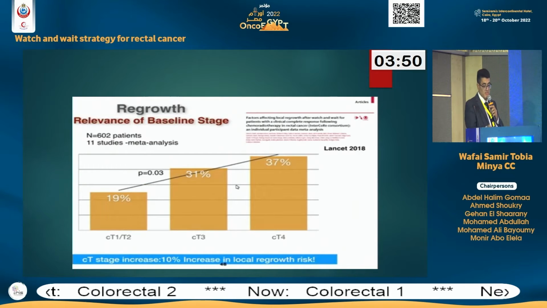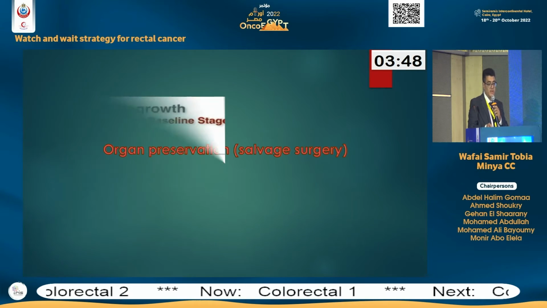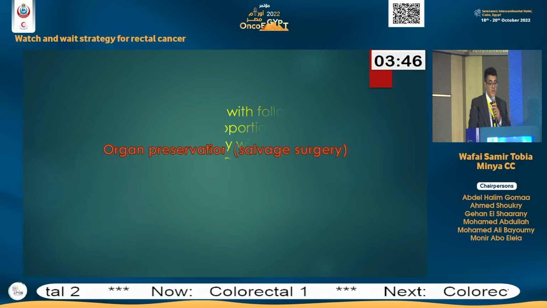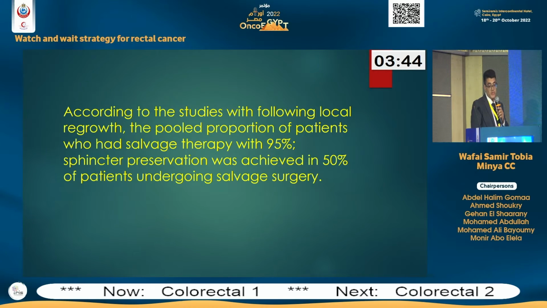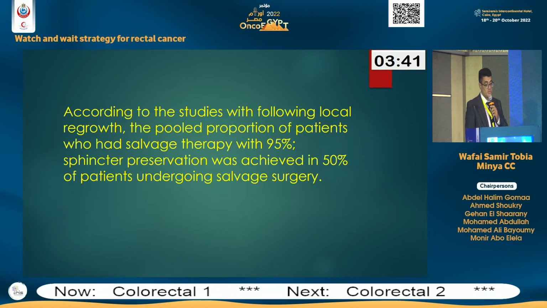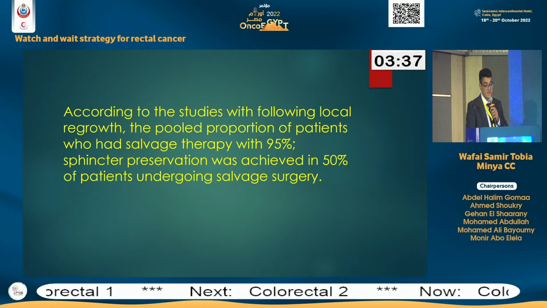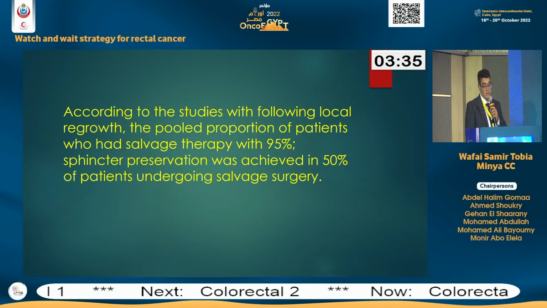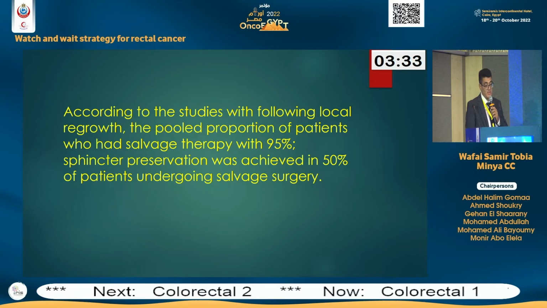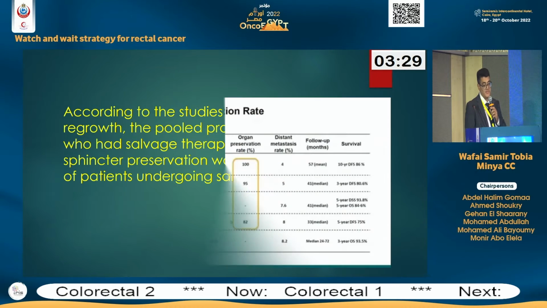طبعا ديت الريجروس دي الاستادس، يعني الدياجرامات دي بتاعت استادس مختلفه. Organ preservation and salvage according to the studies: the following local regrowth, the pooled proportions of patients who had salvage therapy was about 90%. Sphincter preservation was achieved in about 50% of patients undergoing salvage surgery.